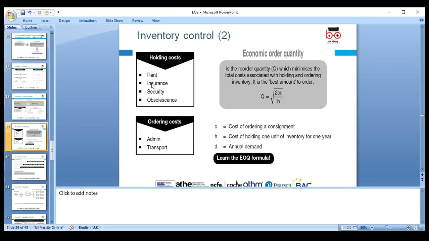This is the economic order quantity formula. Normally we use 2C, and it is all explained underneath: the cost of ordering, the holding cost, and the annual cost, and we learn about the economics, how much to order, or the order quantity that is economically viable. If we order more or less, it will increase the cost. Any question? Please, if you have any question, you can ask.